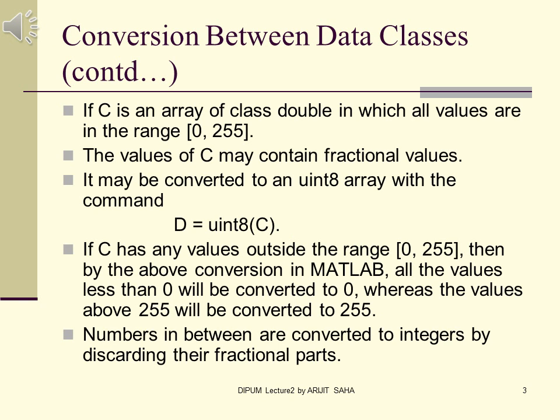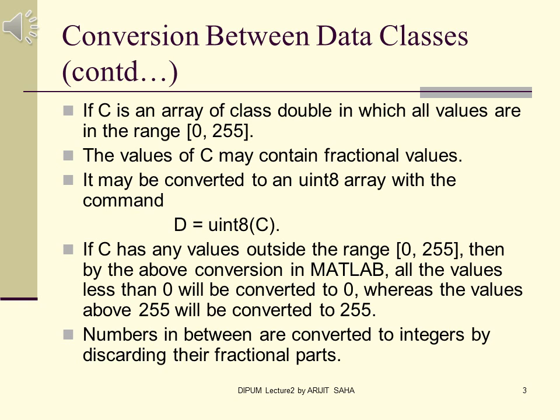If C is an array of class double in which all values are in the range of 0 to 255, then the values of C may contain fractional values. It may be converted to a uint8 array with the command D = uint8(C). So we can see that from one class we can easily convert to another class.